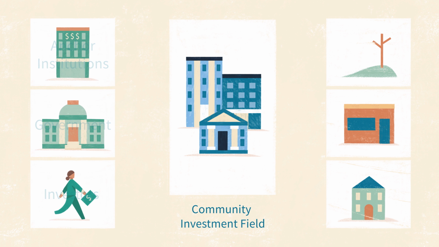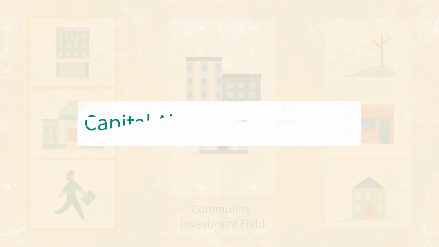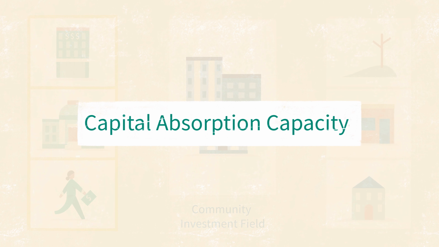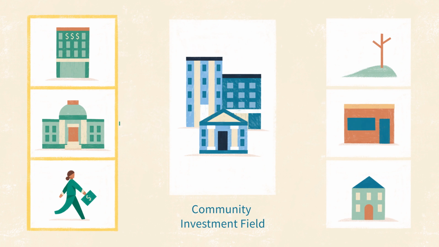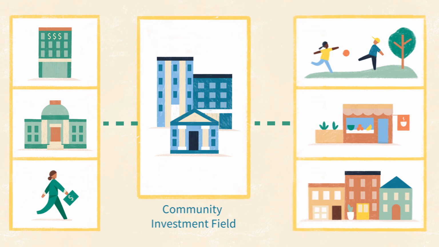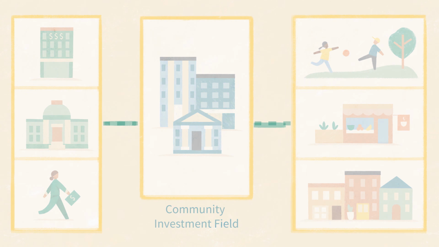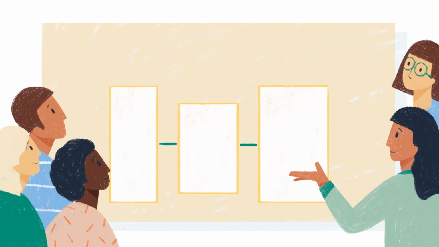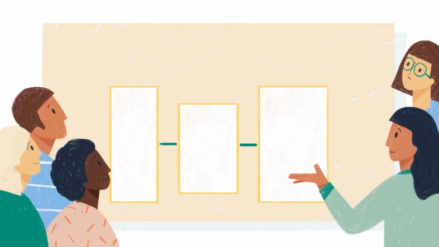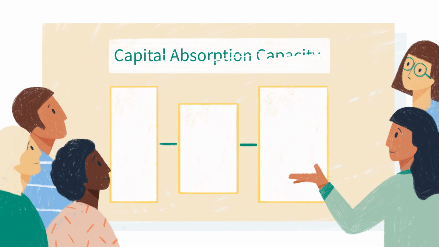But as it turns out, finding a supply of capital is just one part of the equation. The other part is a community's capital absorption capacity. What's that? Capital absorption capacity refers to how effectively a community can take in and use capital to advance its priorities. In Cityville, a diverse group of stakeholders came together to explore this concept of capital absorption.